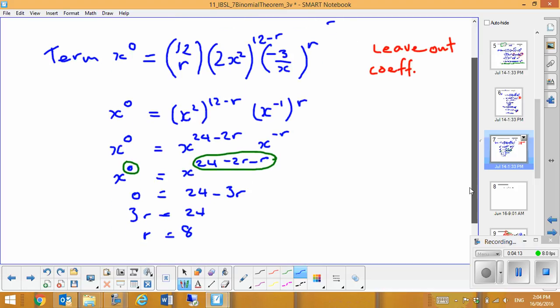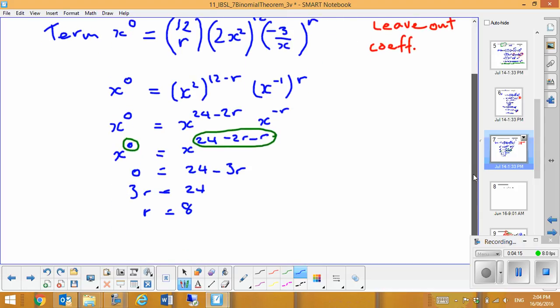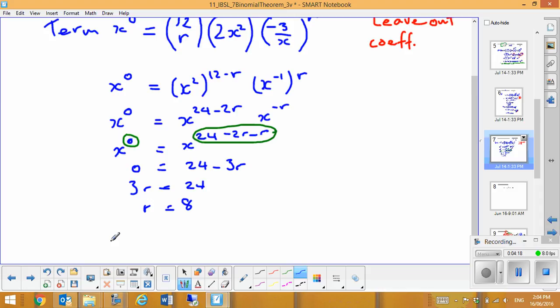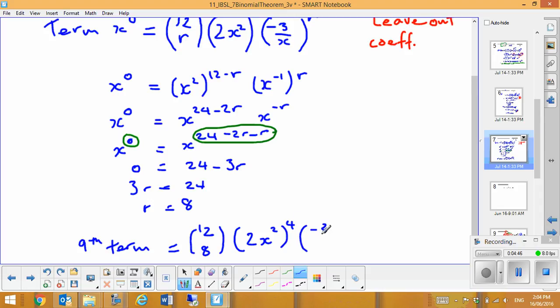So let's now substitute it all back in. Leave it there so I can still see it. If r is 8, then what term is it? It'll be the 9th term is our constant term. So that will equal 12C8 times 2x squared to the 12 minus 8 is 4, minus 3 over x to the power of 8.